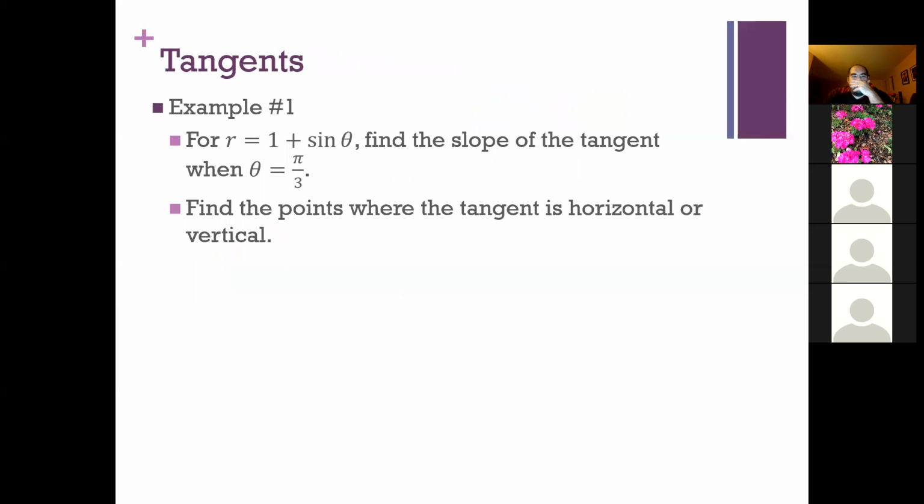All right, so r equals 1 plus sine theta. We looked at it as the cardioid we just looked at. But now what we want to do is find the slope of the tangent line. So the slope of the tangent comes directly from dy/dx.